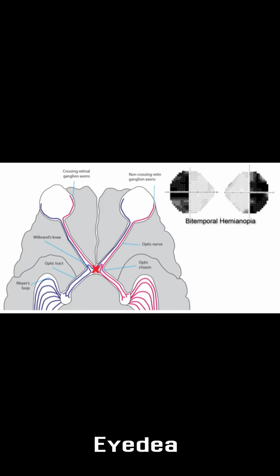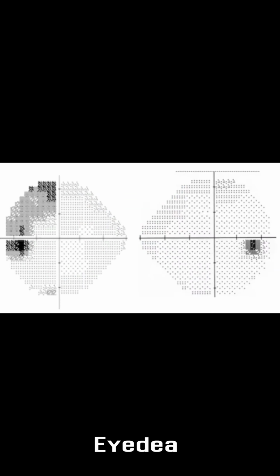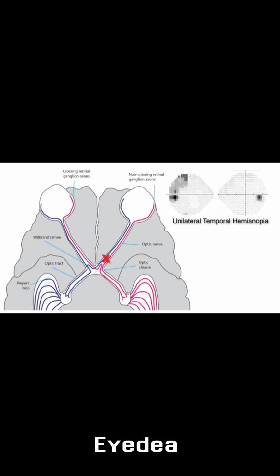Besides the classic bitemporal hemianopia, there are two other visual field patterns of chiasmal area lesions. First, there is the unilateral temporal hemianopia in one eye and a normal visual field in the other eye. This combination spells a lesion in front of the chiasm in the intracranial part of the ipsilateral optic nerve.